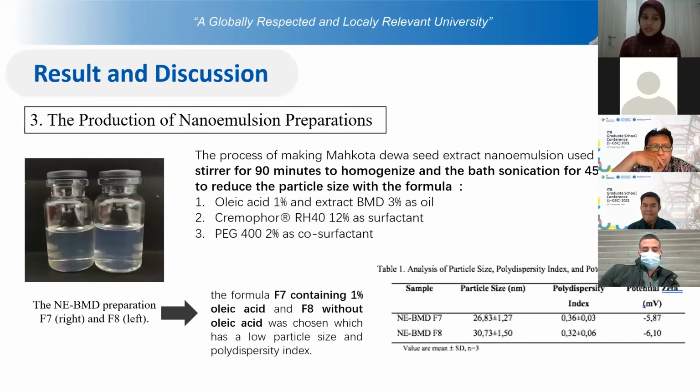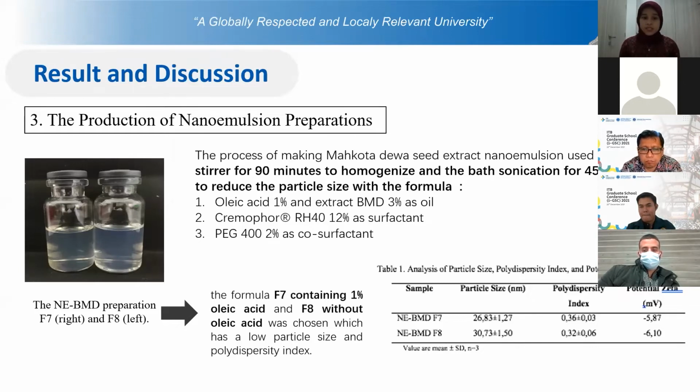Okay, this is the production of nano-emulsion preparation. I use a magnetic stirrer for 90 minutes to homogenize the mixture, and bath sonication for 45 minutes to reduce the particle size, with the formula.